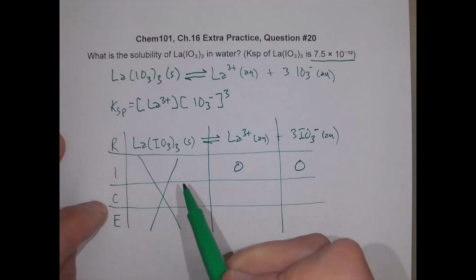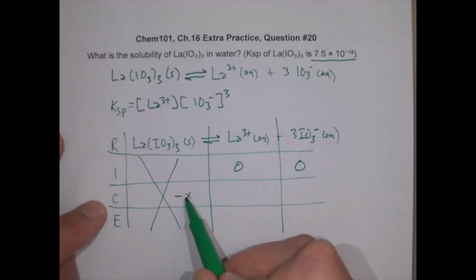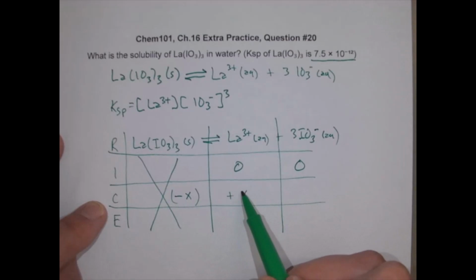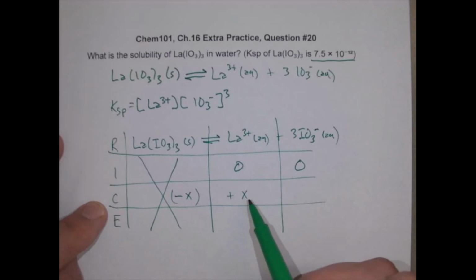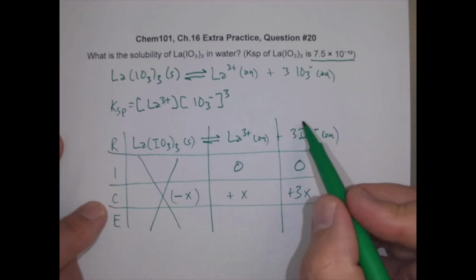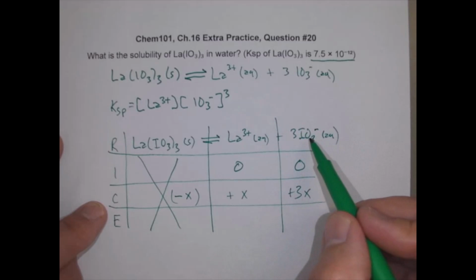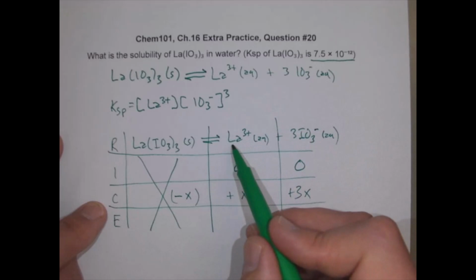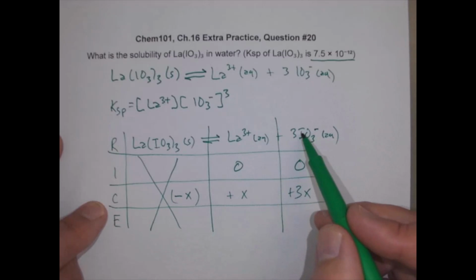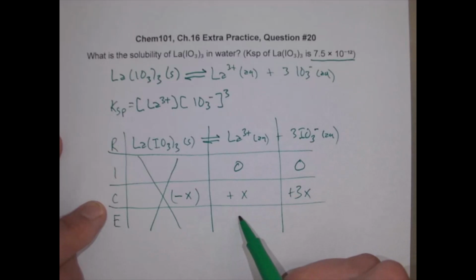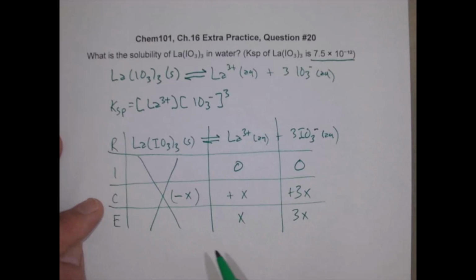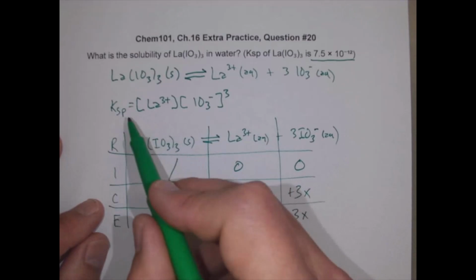But then when it starts to dissolve, we know that we're going to lose X amount of the solid, and we're going to gain, in this case, X amount of the La3+, and we're going to gain 3X amount of the IO3-, the iodate, because for every one of these that I dissolve, I form one of these, but I form 3 of these. And so then we just bring our columns down.